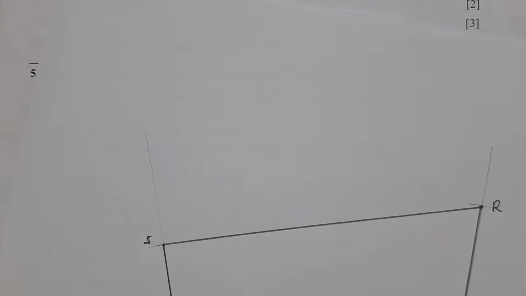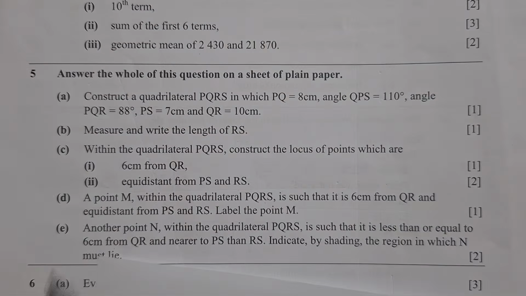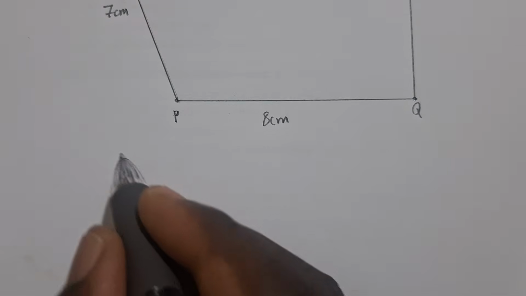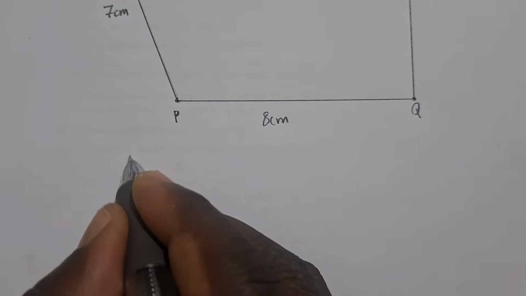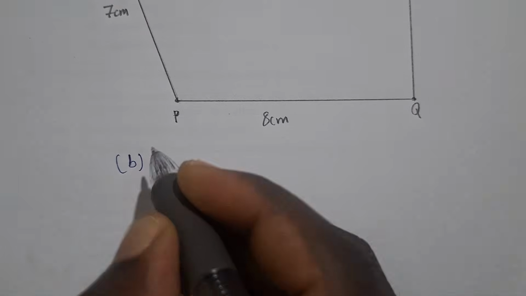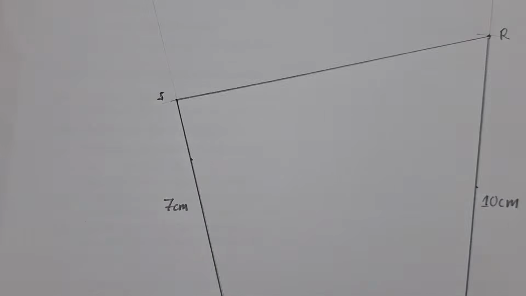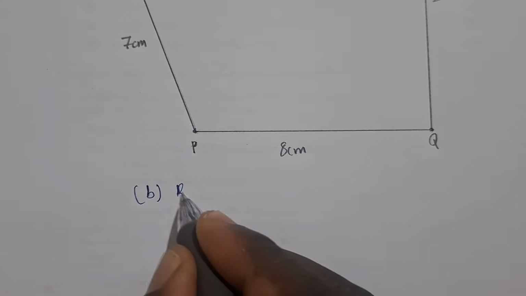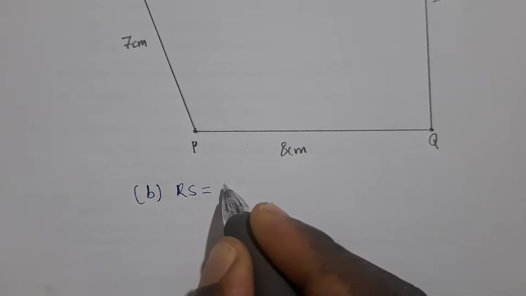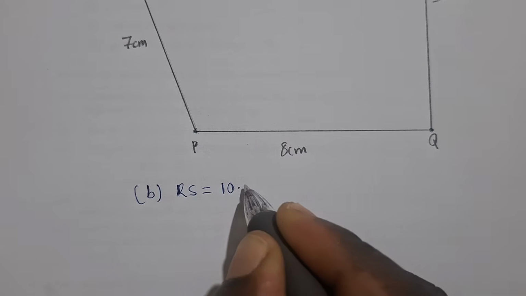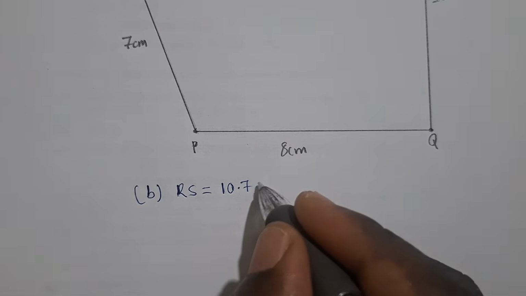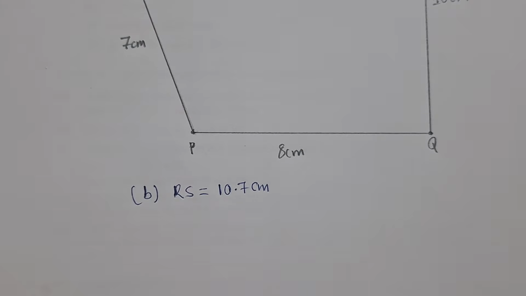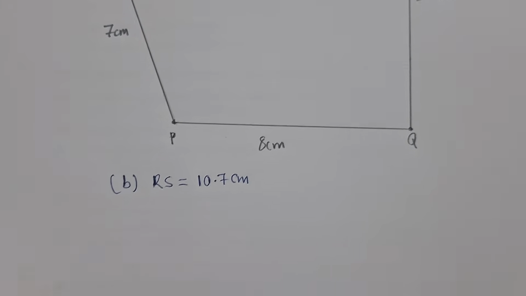So let me write it down here. Just indicate the question number, which is question B. We are measuring what? It's RS. So RS is equal to 10.7 centimeters. Okay, so that's a mark, 10.7 centimeters.